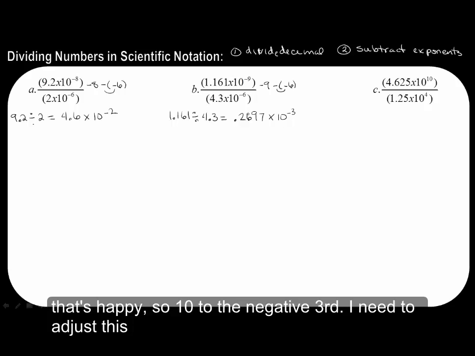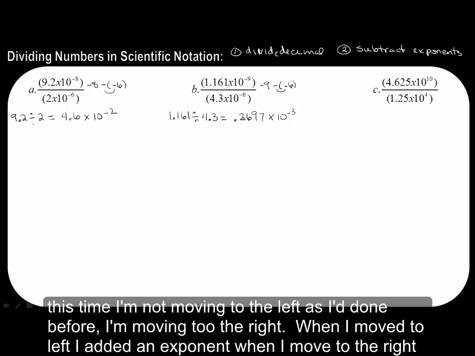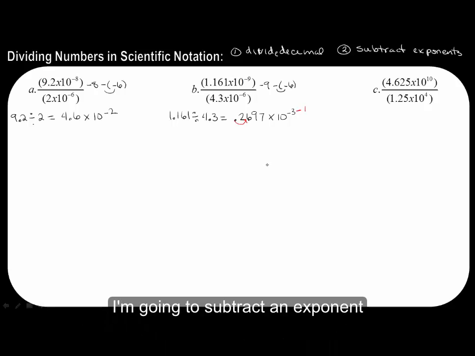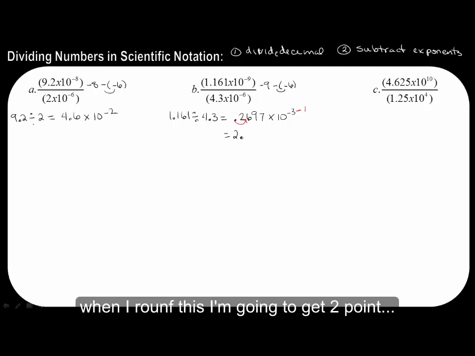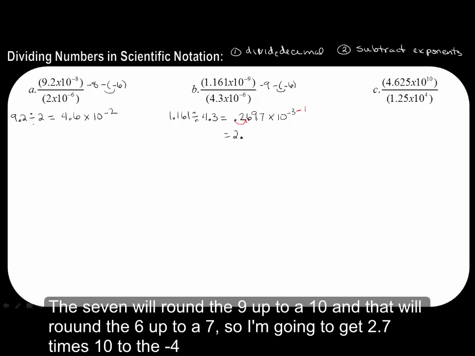I need to adjust this. This time, I'm not moving to the left as I've done before. I'm moving to the right. Now, when I moved to the left, I added an exponent. When I move to the right, I'm going to subtract an exponent. So instead of being 0.2697, when I round this, the 7 will round the 9 up to the 10, and that will round the 6 up to a 7. So I'm going to get 2.7 times 10 to the negative 4.